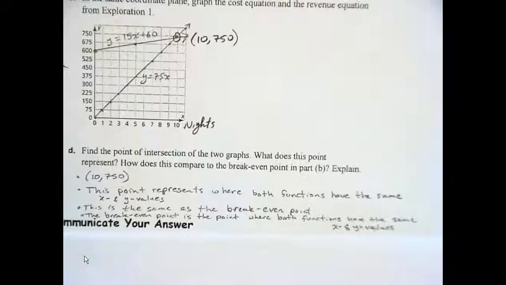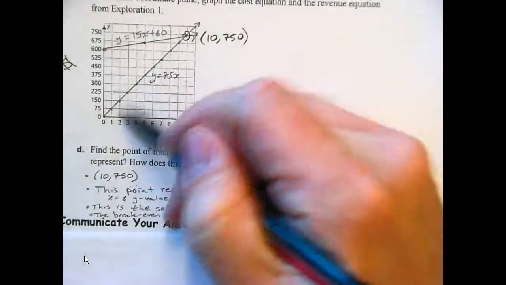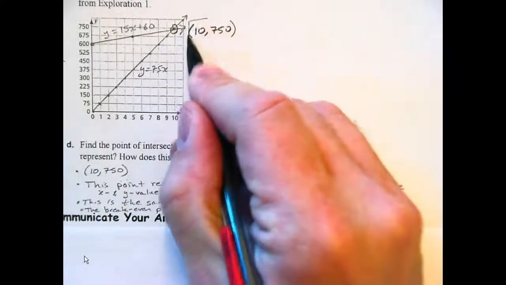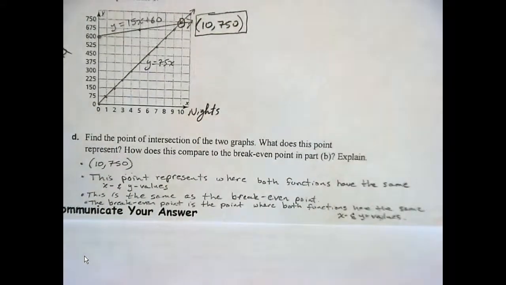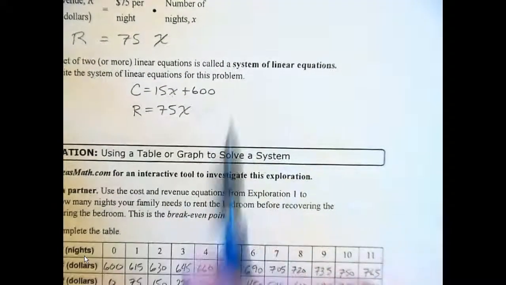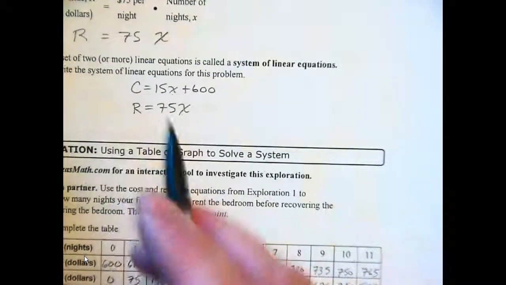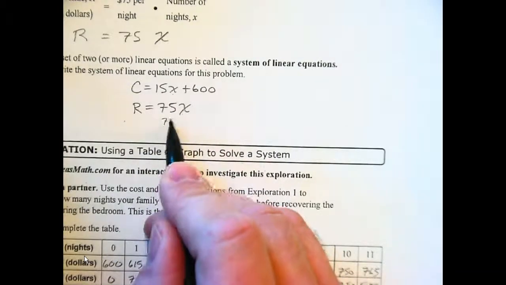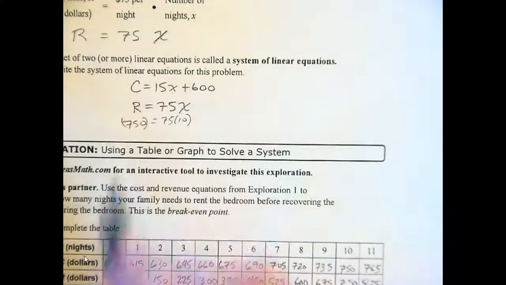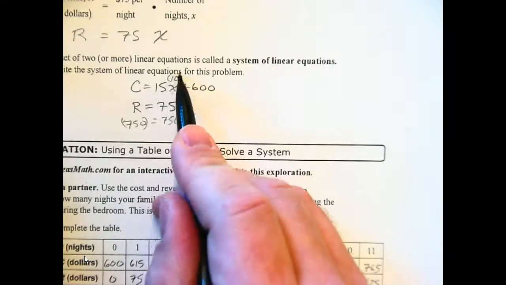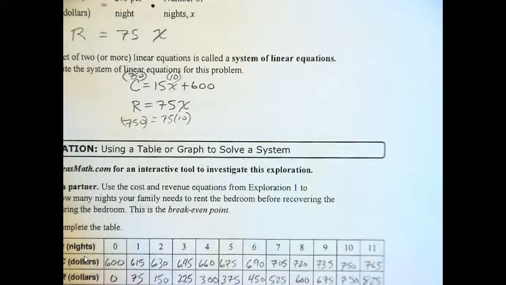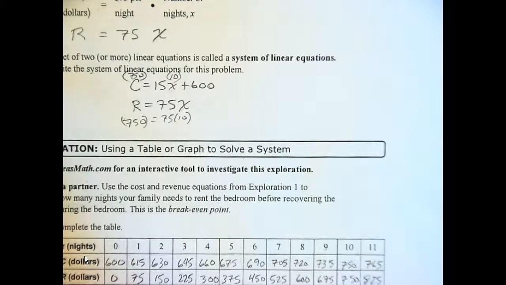That is how you solve a system of equations. When you have two or more equations, you graph them, plot the points, and find where they cross. That is your solution. This point will be the only value that you could plug into both of these equations and make it true. If I put 10 in, 75 times 10 equals 750. That's 750 equals 750. And if I put 10 in here, that's 150 plus 600, which is 750. It's the only value you could put into both equations and make it true. That's solving a system of equations.